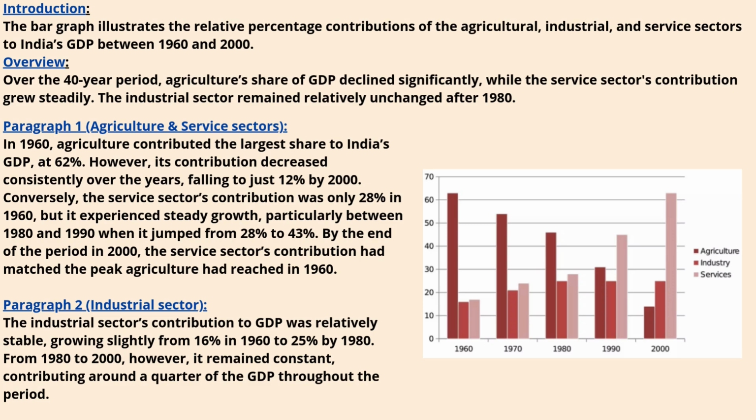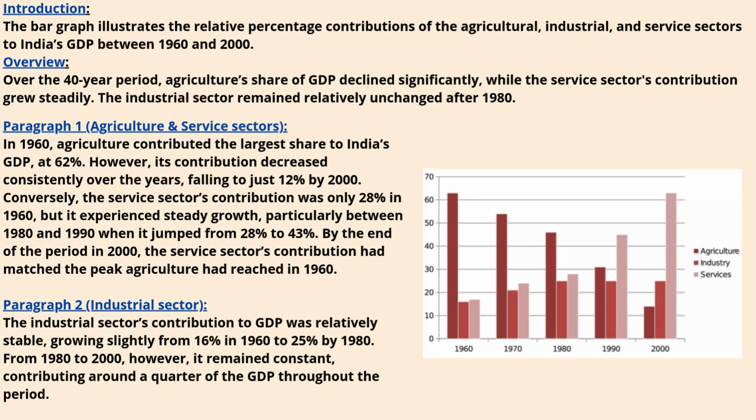Now comes the overview. Over the 40-year period, agriculture's share of GDP declined significantly, while the service sector's contribution grew steadily. The industrial sector remained relatively unchanged after 1980. After the overview, our first body paragraph will be dedicated to the agriculture and service sectors.